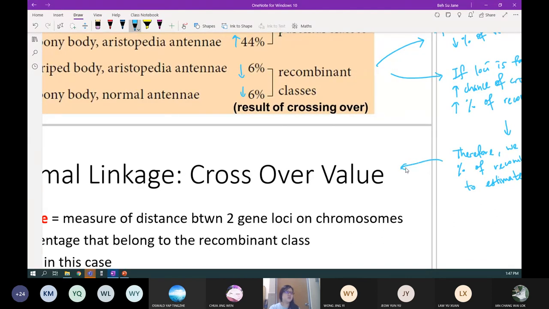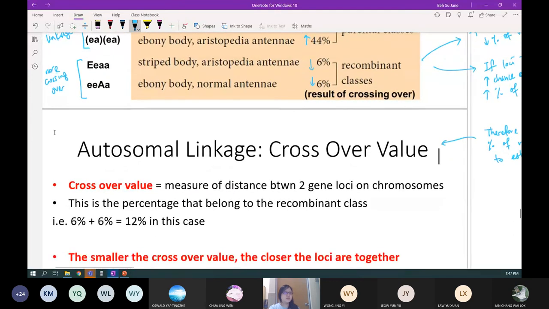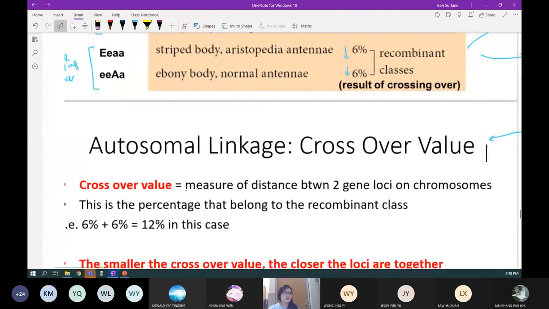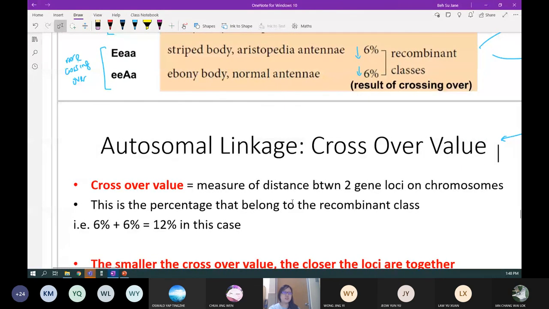Okay, so what is the crossover value? Crossover value is an estimate of distance between two gene loci on a chromosome, or a measure. Okay, fine, it's a measure. This is the percentage that belongs to the recombinant class. It's not just one, it's two. So 6 + 6 = 12 in this case. This here is the crossover value.